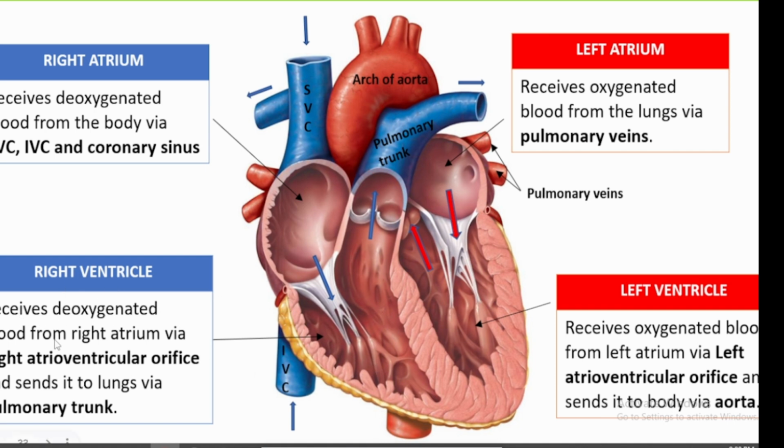Now the right ventricle receives deoxygenated blood from the right atrium through the right atrioventricular orifice. The orifice is like an opening. And it sends it to the lungs through the pulmonary trunk, then into the lungs. Now let's come to the left side. From the lungs, we have our pulmonary veins.